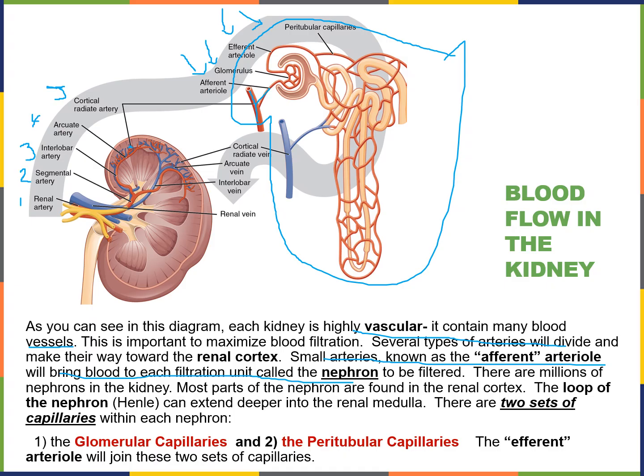So we have these two words, afferent and efferent. Afferent, always with the A, always means going towards something. Efferent, with an E, is like exit. It always means away from something. So what is the something? Well, it's this knot of capillaries that we see here, and that knot of capillaries has a name. It's actually called the glomerulus. So the afferent arteriole leads to the glomerulus, and the efferent arteriole leads away from the glomerulus.